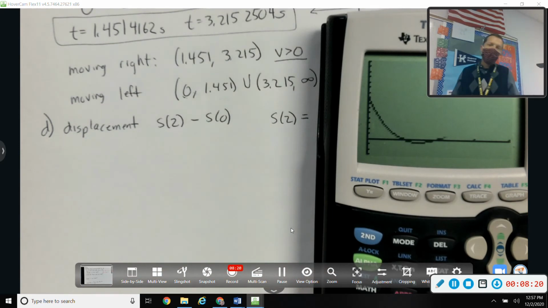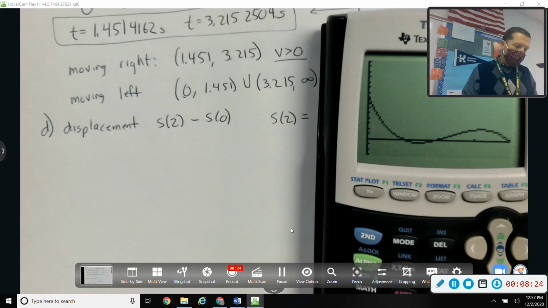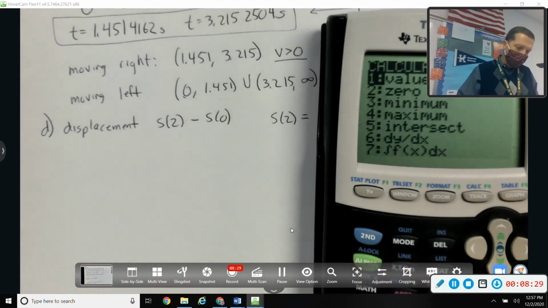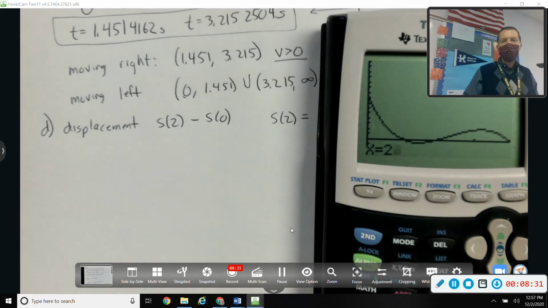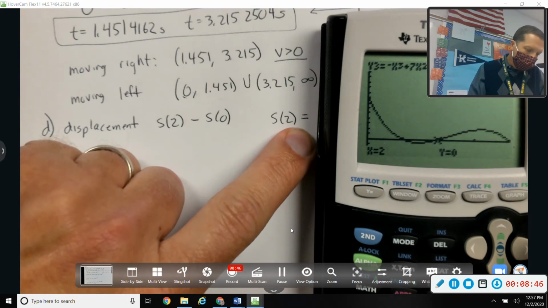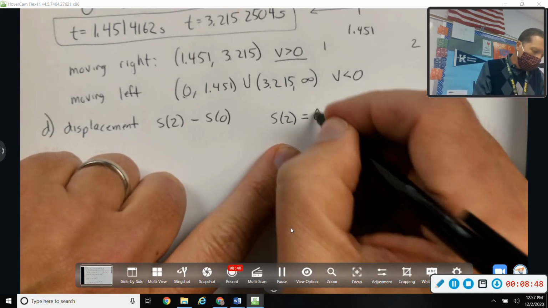So there's the graph of displacement. I could just plug in 2, but since I typed it into the calculator, I'm going to let the calculator plug in 2. This will be especially helpful when I want to plug in more and more values. Then I don't have to type in the full equation. I type it in once, and the calculator can do all the calculations. So s of 2 is 0.